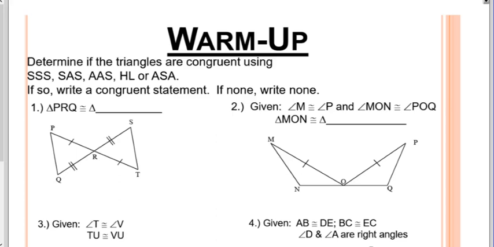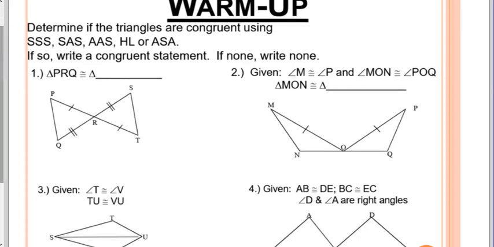All right, so warm up. Determine if the triangles are congruent using the rules we already know. If so, write a congruent statement. So PQR. Well, we go through and mark what we can mark. So we mark these two angles congruent because they are vertical.